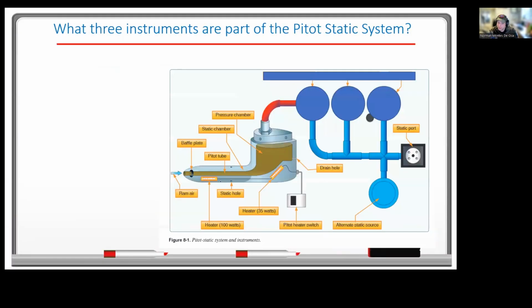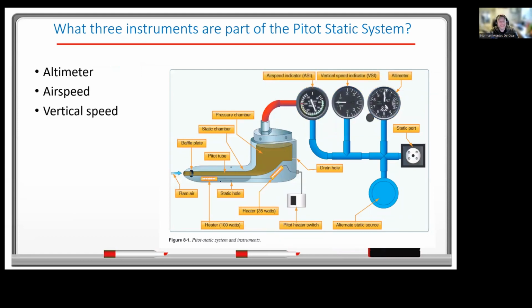What are the three instruments that operate as part of the pitot-static system? The altimeter, airspeed indicator, and vertical speed indicator.